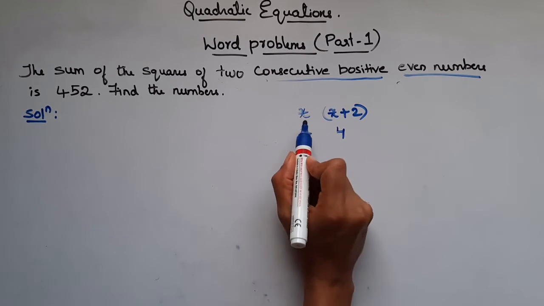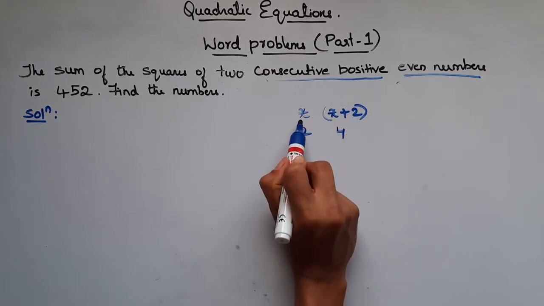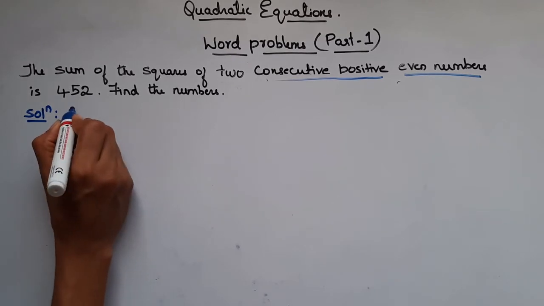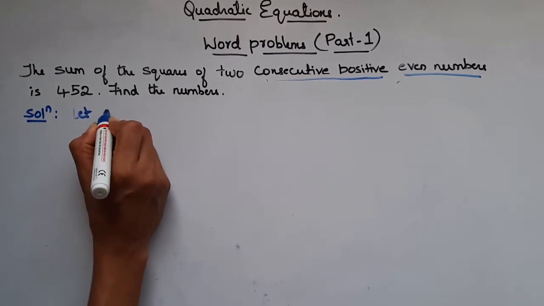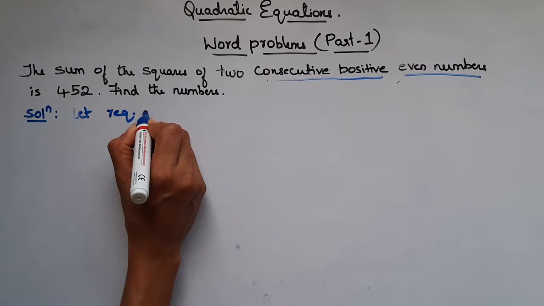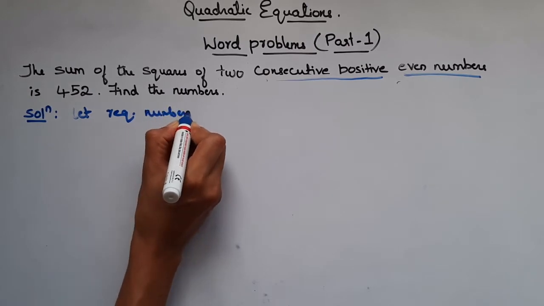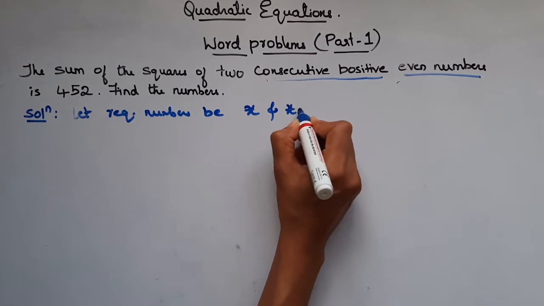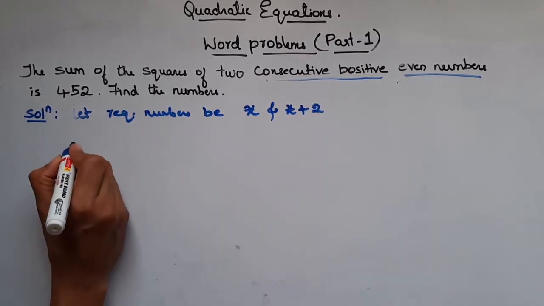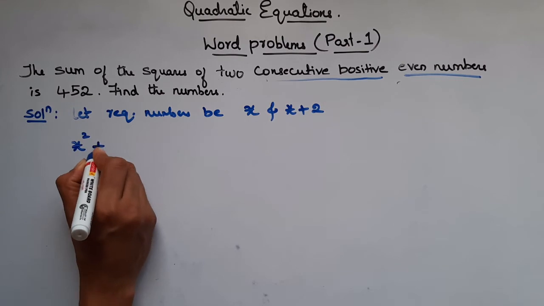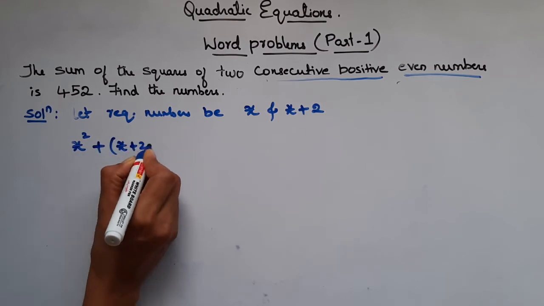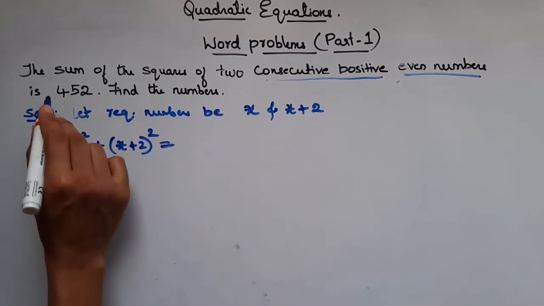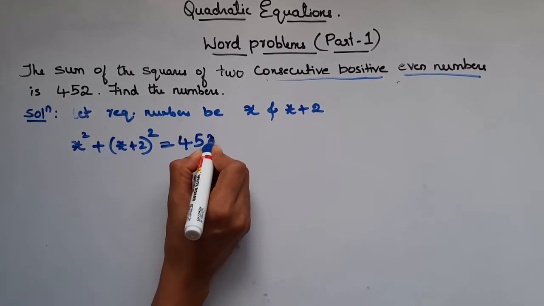So now let's take two consecutive positive even numbers to be x and x plus 2. That is, let the required numbers be x and x plus 2. That is x square plus x plus 2 the whole square, right? Their sum is equal to 452, right?